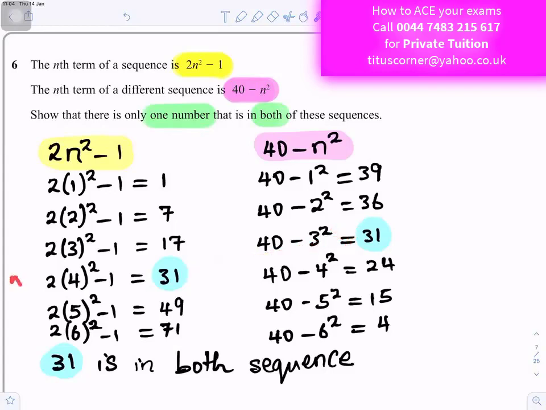So when n is 4, you get 31 for the first one. And when n is 3, you get 31 for the second one. So 31 is in both sequences.